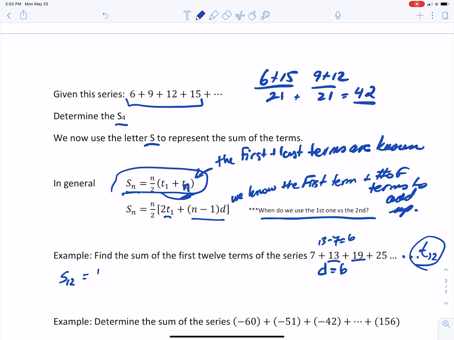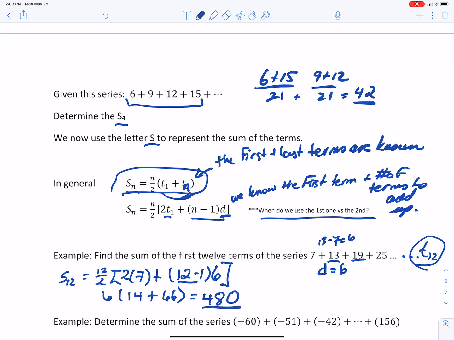So the sum of 12 terms is 12 over 2 times twice term 1 plus n minus 1, where n is 12, so 12 minus 1, times the common difference, which is 6. So I'm going to do that calculation. This is going to be 6 times 14 plus 11 times 6, which is 66. And if I do that, I get 480.